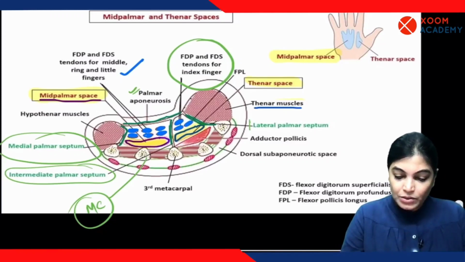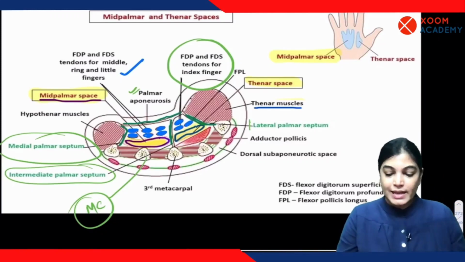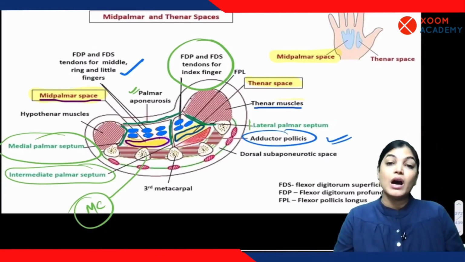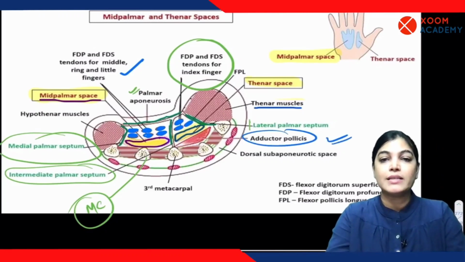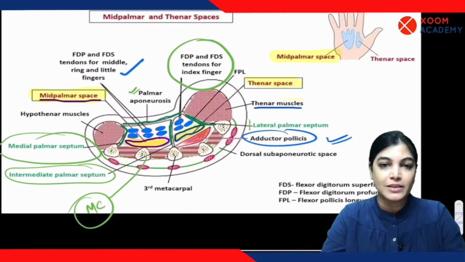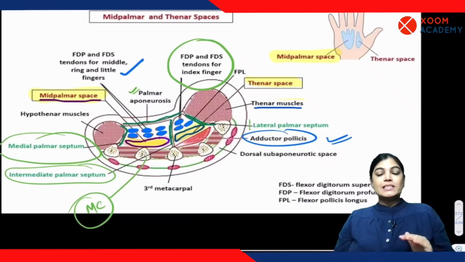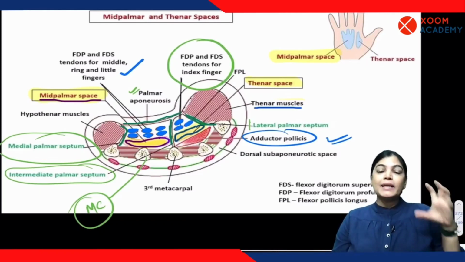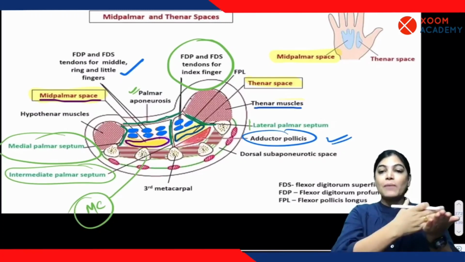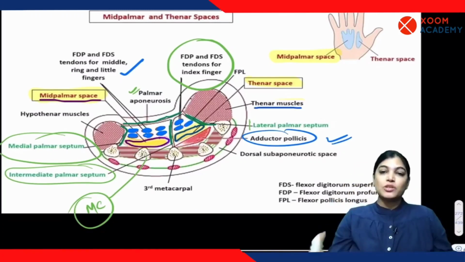On to the dorsal aspect. When you see the dorsal aspect, what you can appreciate is that the adductor pollicis muscle is related to the posterior aspect in relation to the thenar space. So basically you have to know the idea of the surface projection. You have to know that the relations will be well appreciated once you take a transverse section of your palm.